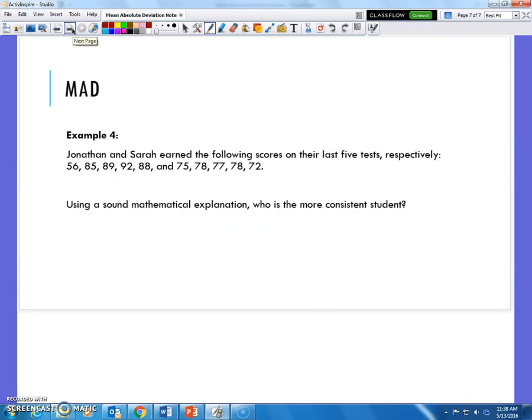So that leaves one more example here. Let's just read through it real quick. It says Jonathan and Sarah earned the following scores in their last 5 tests. Using a sound mathematical explanation, who's the most consistent? So what I want you to do is figure this one out. I need you to find the MAD for Jonathan and the MAD for Sarah. And then we will talk about this one when you get back to class. So that's it for today.